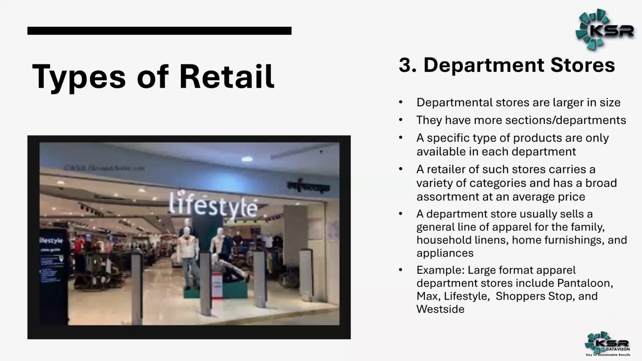So these are larger in format. The convenience store was smaller. The specialty store was a little bigger than the convenience store. Departmental stores are further bigger than the specialty stores. These are large-format apparel departments. Examples I have already given: Pantaloons, Max, Lifestyle, Shoppers Stop, Westside, Home Center. These are classical examples of department stores.